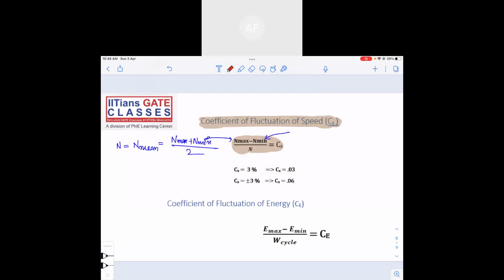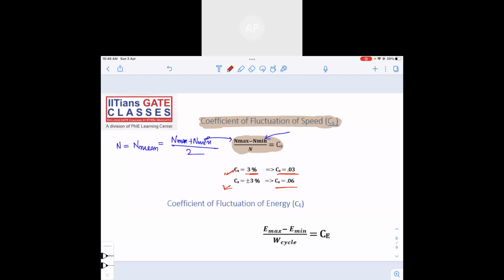If the value of CS is given as 3%, you will take the numerical value as 0.03. If it is given as plus minus 3%, you'll take the numerical value as 0.06.